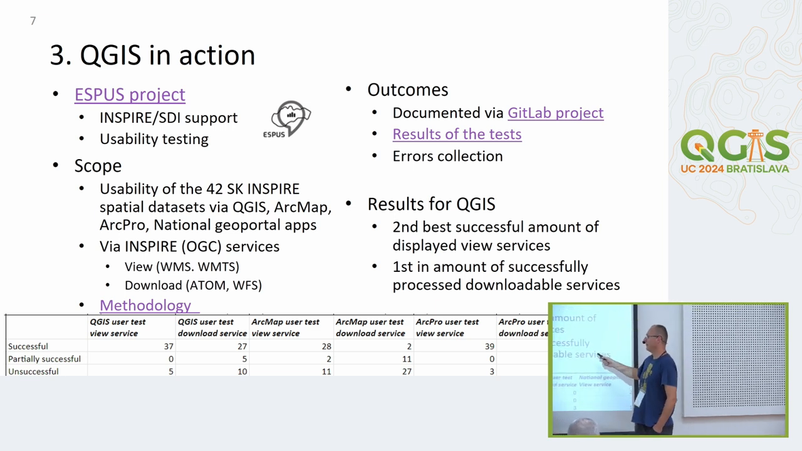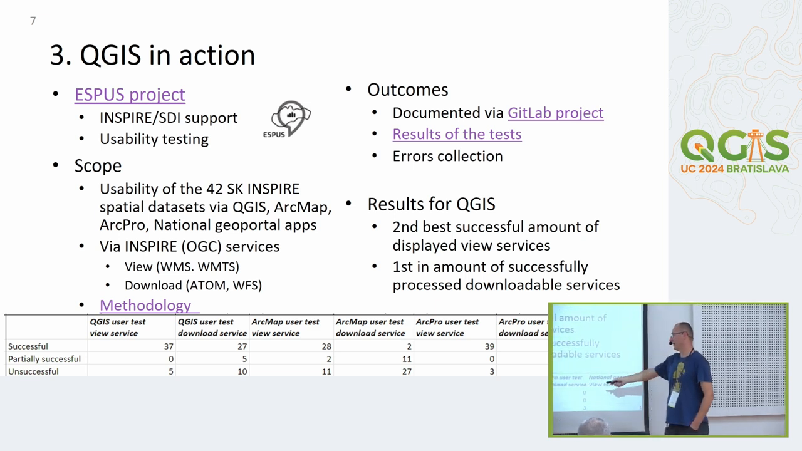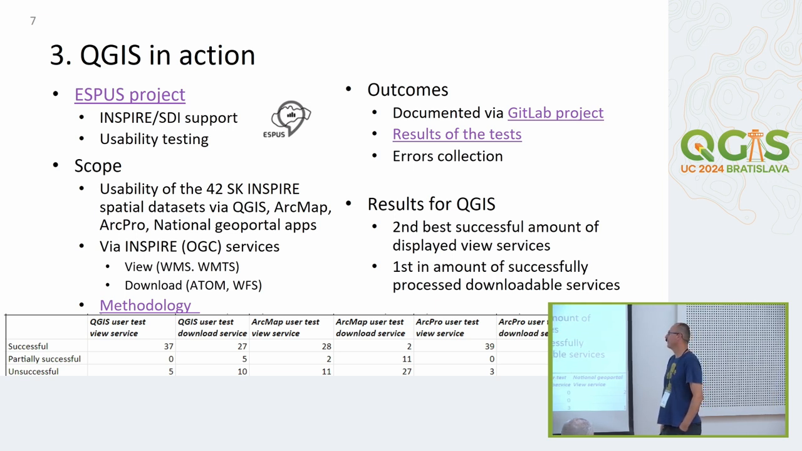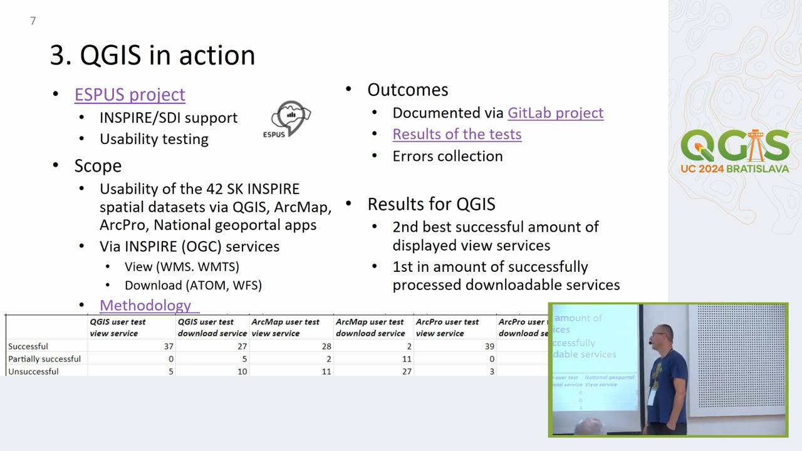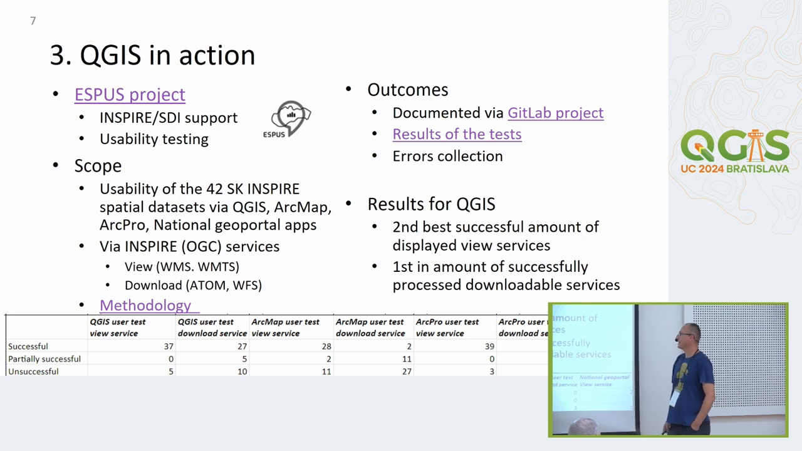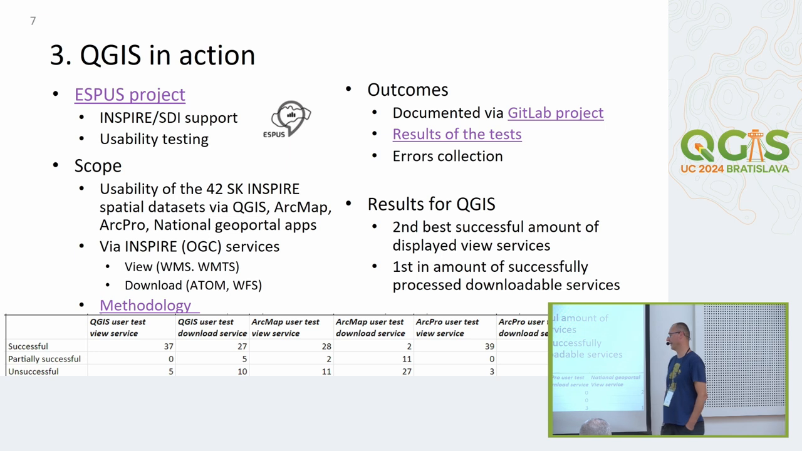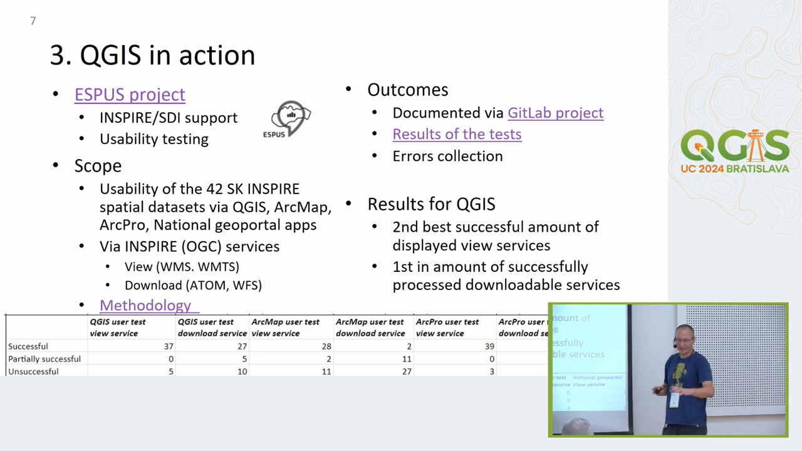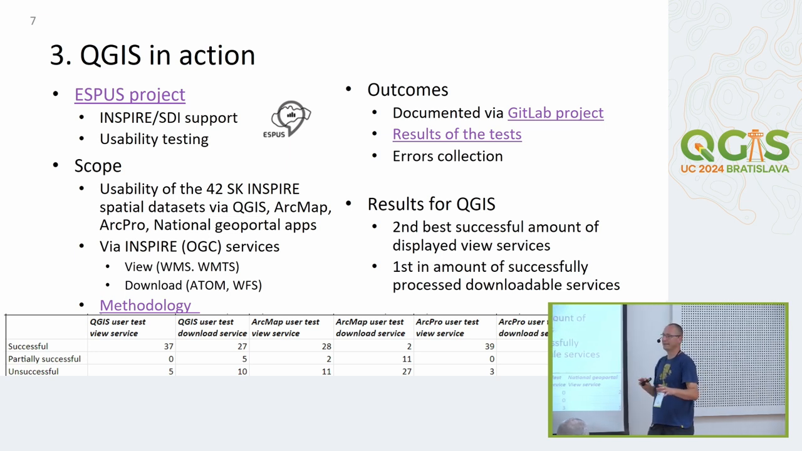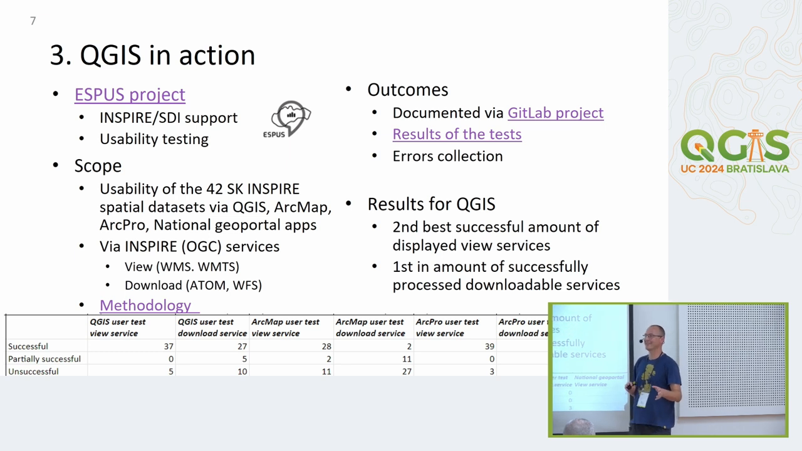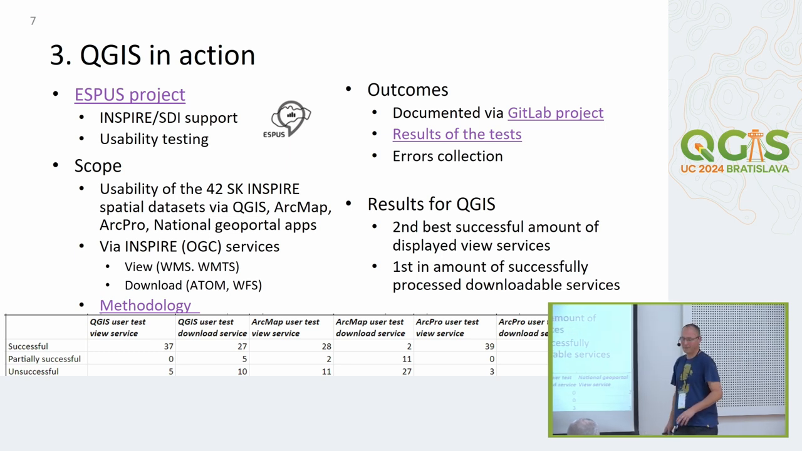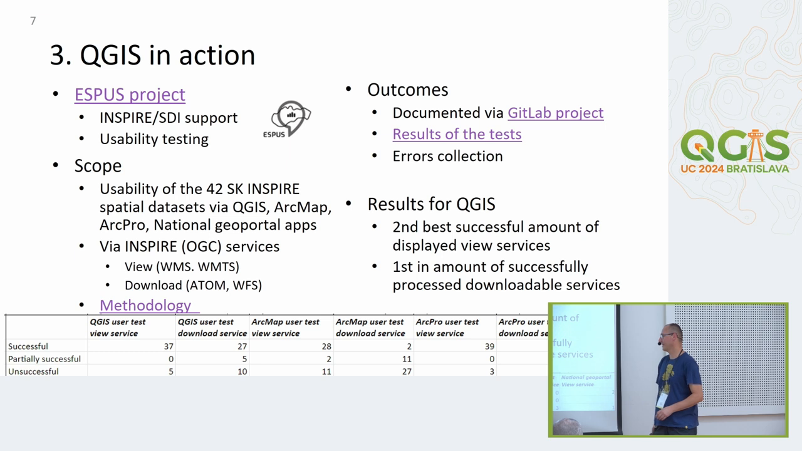So based on the results which are in the table below, we can summarize that for the view services QGIS was the second most successful outcome of the test, and for the downloadable services it was the winner, definitely. Of course, each solution had its, let's say, pros and cons, but yeah, it was an interesting experience.